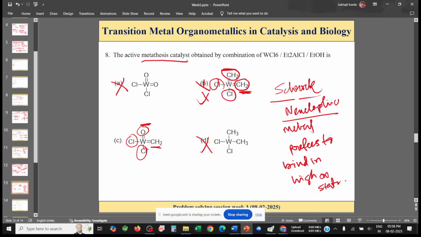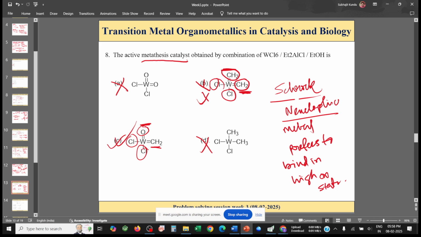Only possibility is option number C. So you can see that you may not know the answer for some of the questions, but if you understand the topic wisely or cleverly, you can get the right answer. What is the metathesis catalyst? One which undergoes a carbene intermediate.